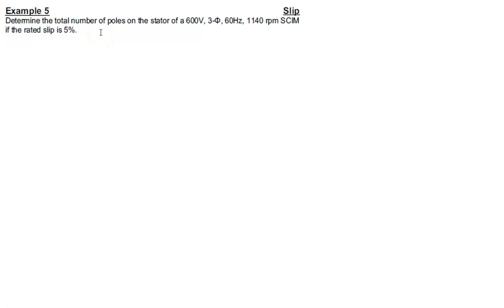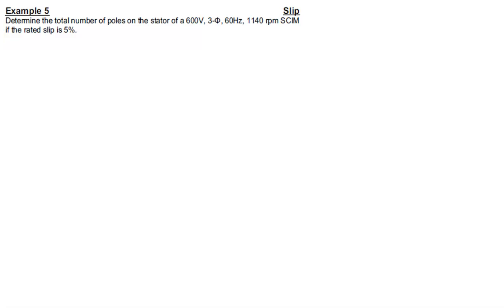And so remember that the slip is not 5% of the 1140. The slip is 5% of the sync speed, which we don't know, because this number here, 1140, we have to assume that these values all come from the nameplate. So the 1140, of course, is a running speed.